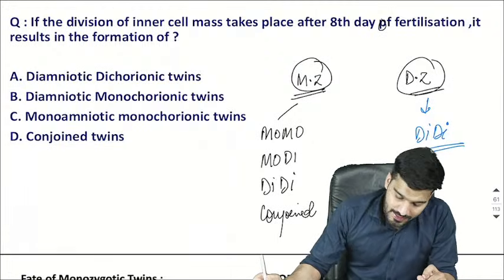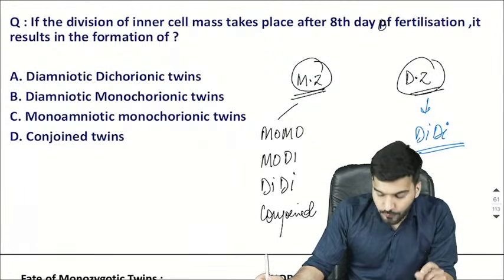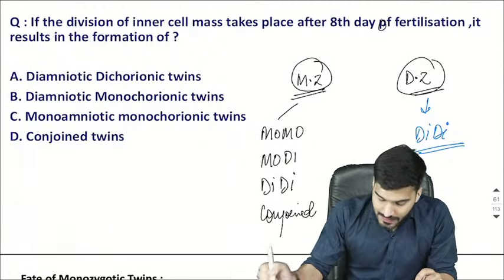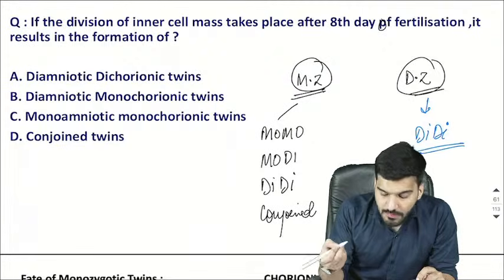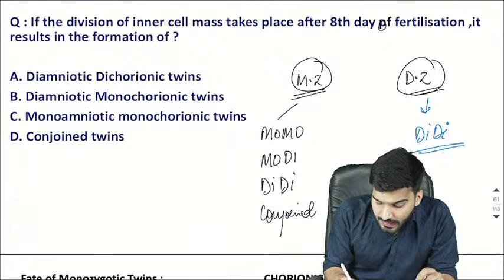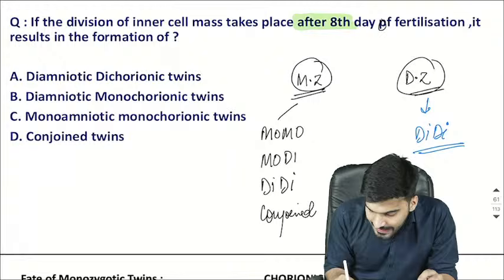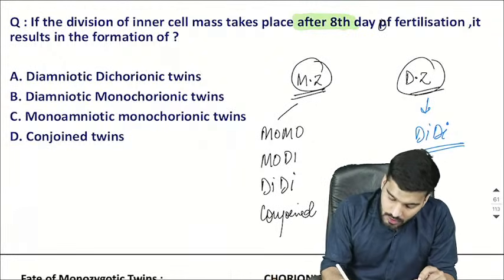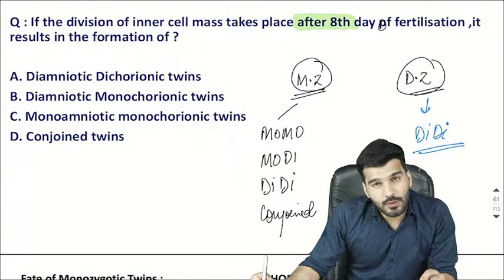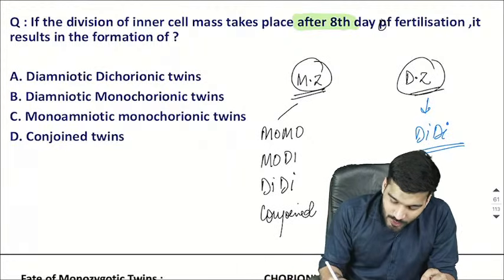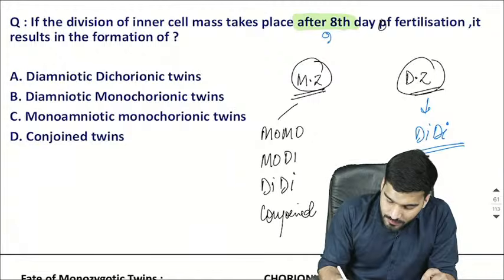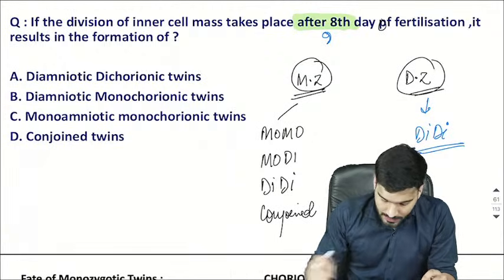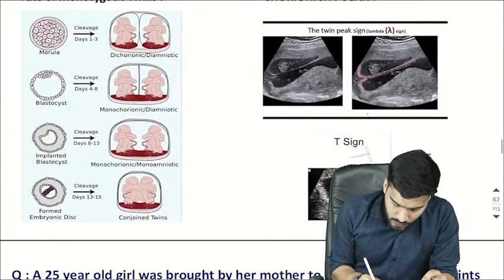Now the question says that the fate of the monozygotic twins depends upon the day of the cleavage. It says that the division of the inner cell mass takes place after day 8. So it's not exactly the 8th day he's asking; they are mentioning after the 8th. If you remember the numbering, after 8, what comes? It is 9. So on day 9, what exactly will be the type of the twin? Very good, on day 9, it is going to be the Momo.